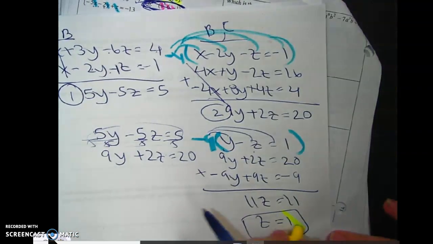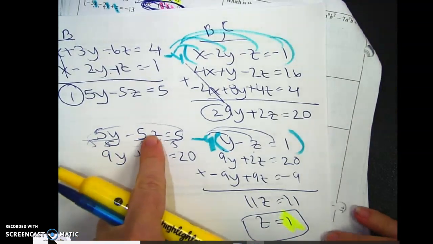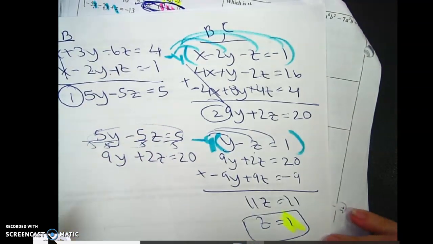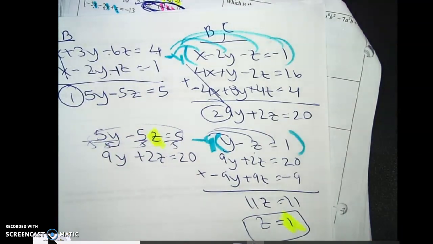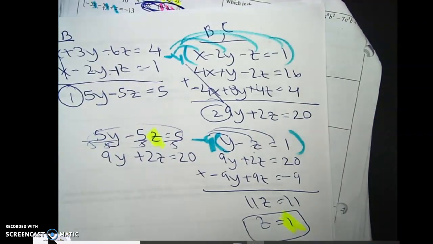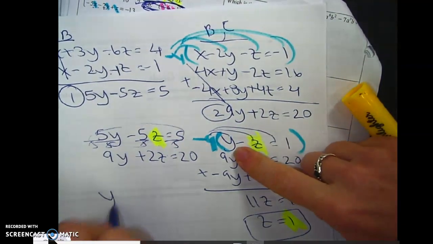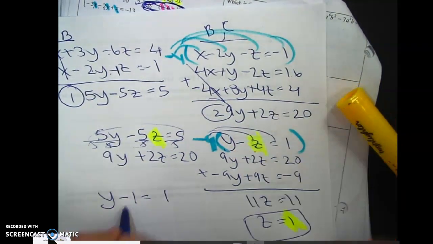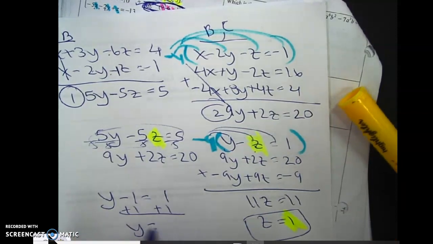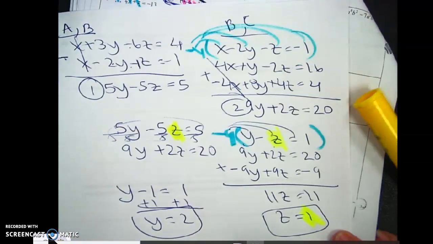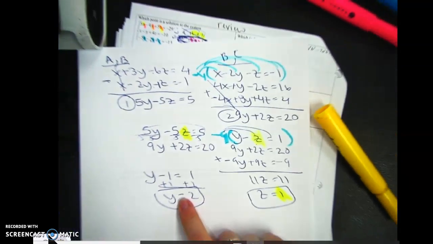Now I'm going to take this z, and I can either plug it into the first equation or the second equation. I'm going to plug it into the first one, and I could have plugged it here, honestly, and I'd get the same thing. If you don't believe me, try both. I'm not going to. I don't feel like it. So y minus 1 equals 1, plus 1 plus 1, y equals 2. Great. I have y, and I have z.